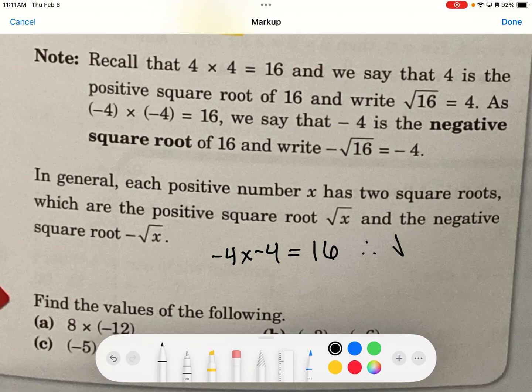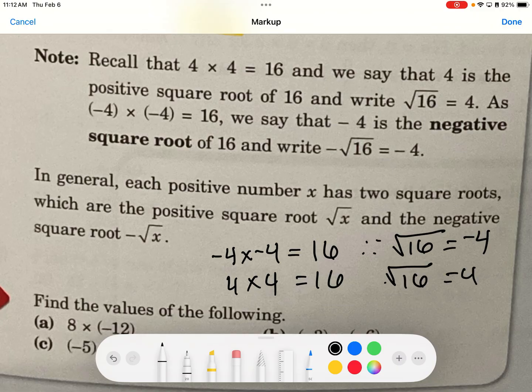Therefore, the square root of 16, and we have 4 times 4 equals 16. So therefore, we can say the negative square root of 16 equals -4, and then we can say just the square root of 16 equals 4. Now I think that's a little tidbit that we're probably going to handle more later.